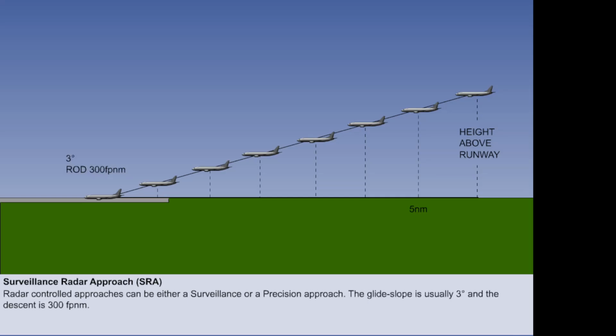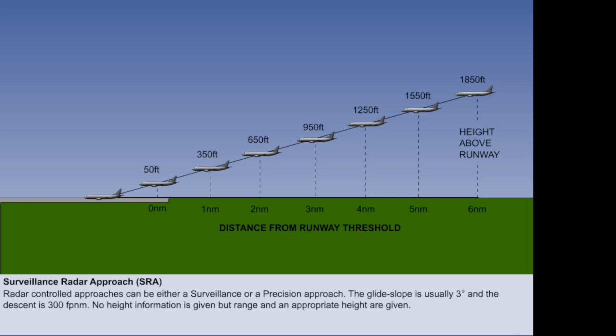The glide slope is usually 3 degrees, which equates to a descent of roughly 300 feet per nautical mile. The surveillance radar gives no height information, but the controller passes ranges from touchdown and checks heights for the glide slope. The pilot can adjust his rate of descent accordingly.